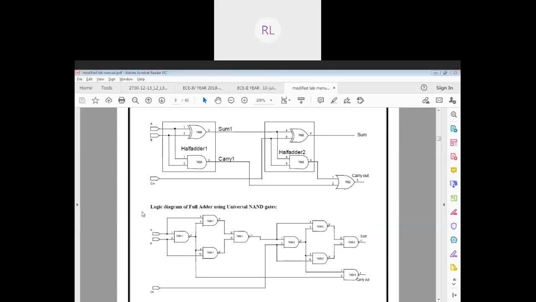This is going to be your second half adder. If you look at this block, you have an XOR gate and you have an AND gate. So try to compare it with your previous one. It should be the same, right? So I am making use of two half adders and an OR gate to come up with the full adder.